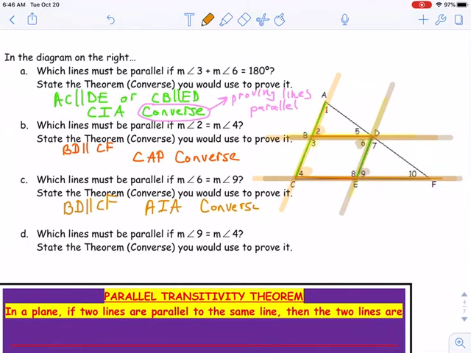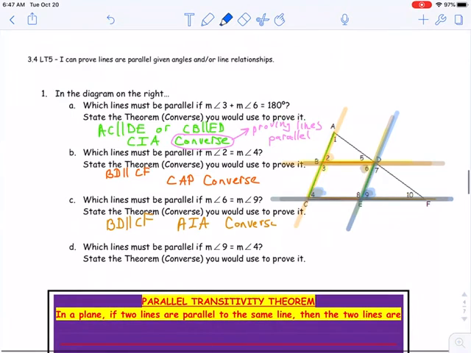Okay, and which lines must be parallel if the measure of angle 9 equals the measure of angle 4? Okay, so let's emphasize what we got going on. Measure of angle 9, measure of angle 4. They're both hugging this line right here. Got this line, a whole bunch of junk going on. My triangle's looking very pretty over here now.